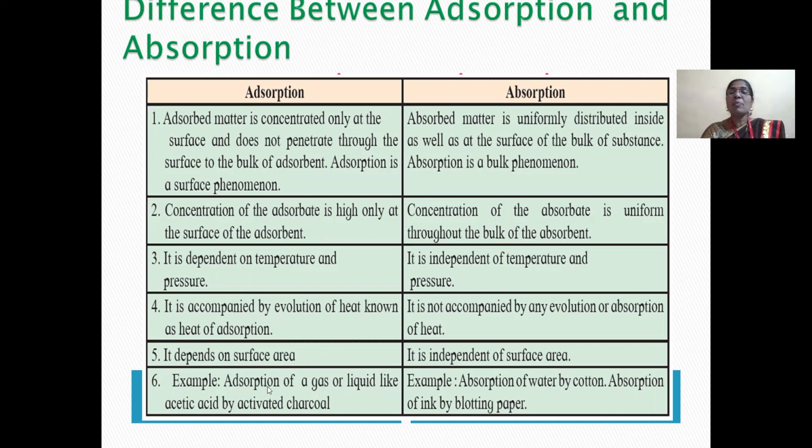Last one, number 6. Examples of adsorption: adsorption of a gas or liquid like acetic acid by activated charcoal. In case of absorption, absorption of water by cotton, and a second example is absorption of ink by blotting paper.